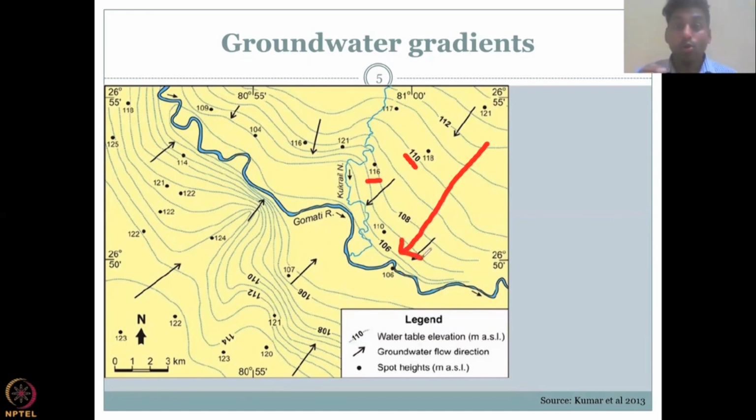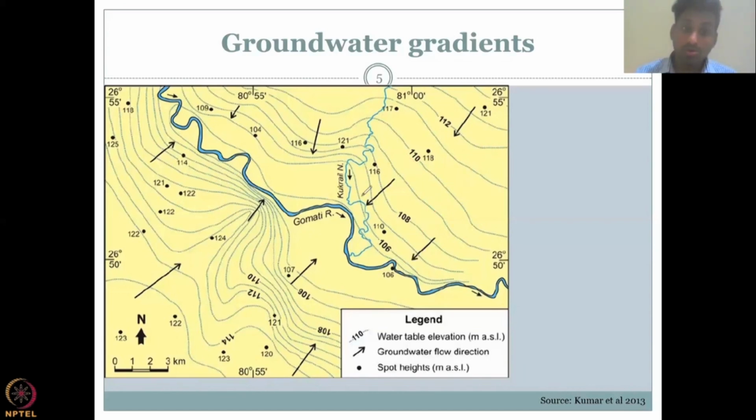The second thing is, what is the contour interval? The contour interval is 112 minus 110, which is 2 meters, and all the others are also 2 meters. It goes by 2. So the contour interval in this particular figure is 2 meters above sea level. Okay, so all this is done. Now let's see what understandings we can get.